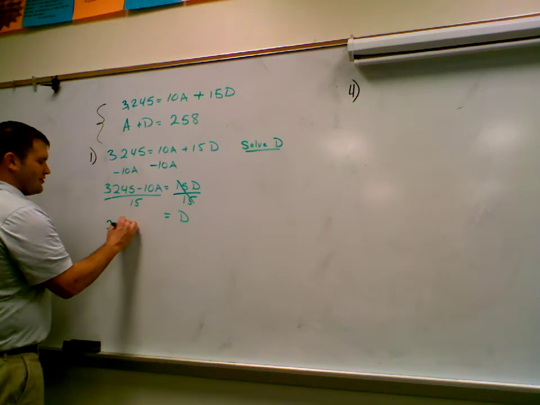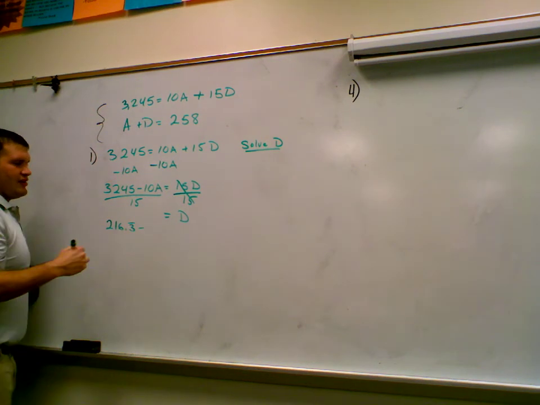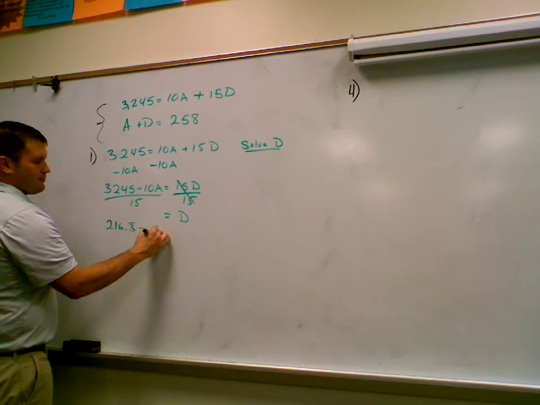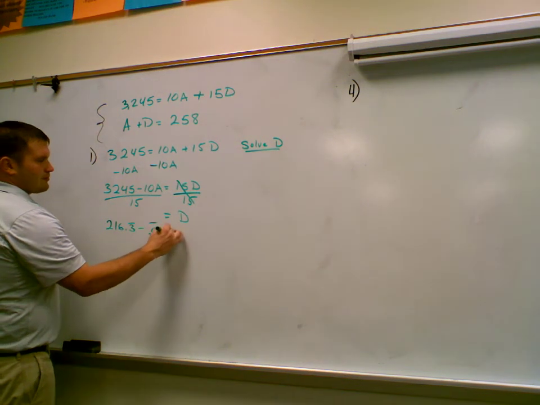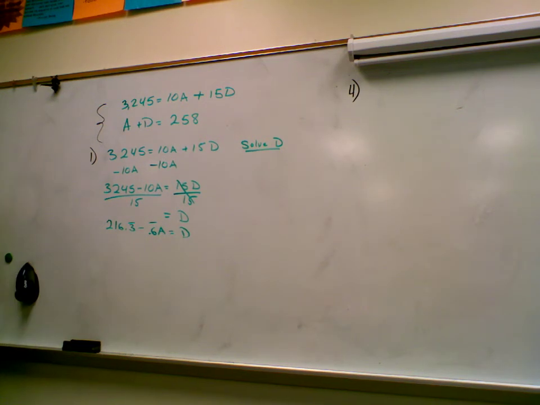216.3 repeating. And what's 10 divided by 15? Negative 10, right? That equals 0.6a, right? And that 6 is repeating, isn't it? Okay, so we solve for d, right? Why is it this way, Alexis? Is that your question?